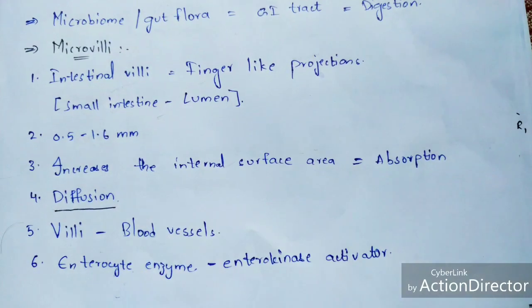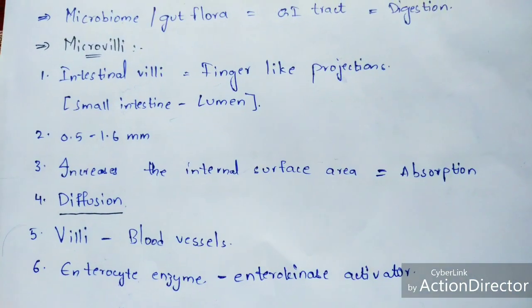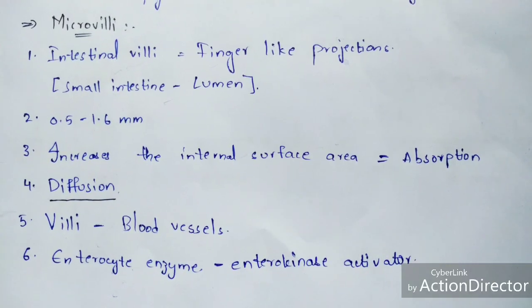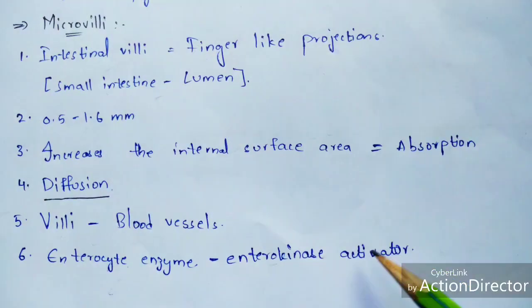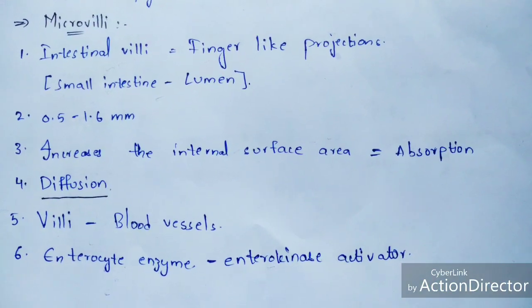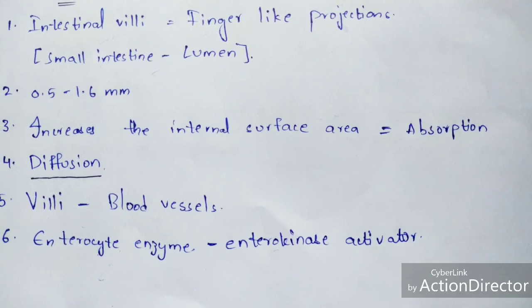So next, enterocyte enzyme. This enterocyte enzyme is an enzyme which plays a major role in the functioning of the microvilli, and this enterocyte enzyme will get activated by enterokinase activator, and this enterokinase activator will be produced by succus entericus. Okay, and I will discuss that later.